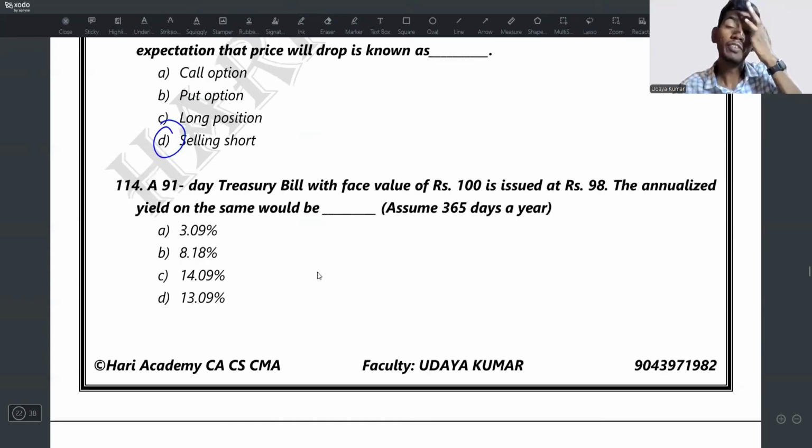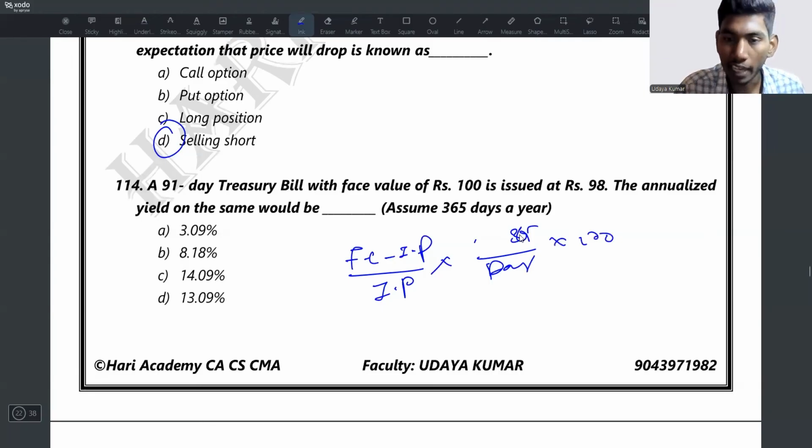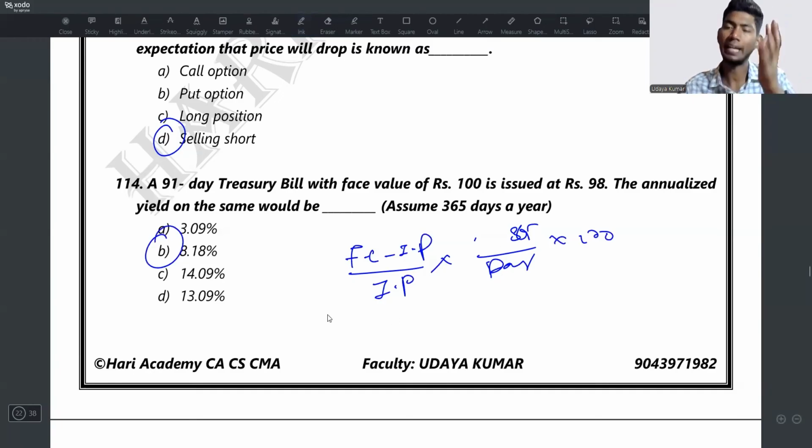Moving to question number 114. A 91-day treasury bill with face value of rupees 100 is issued at rupees 98. The annualized yield on the same would be dash. So it's again the simplest one. You need to follow the same formula: face value minus issue price divided by issue price into 365 divided by days to maturity. If you implement the values in the formula, you will be able to get the answer. So you will be getting approximately 8.18%. Clear? So try to solve using this formula.